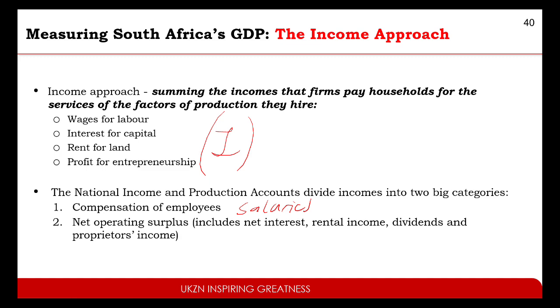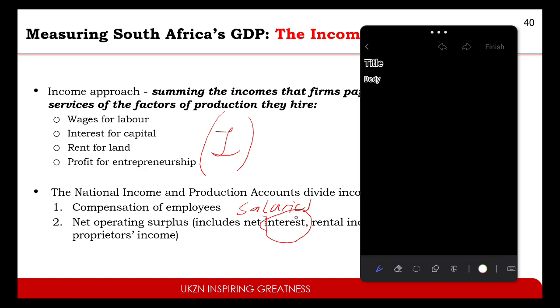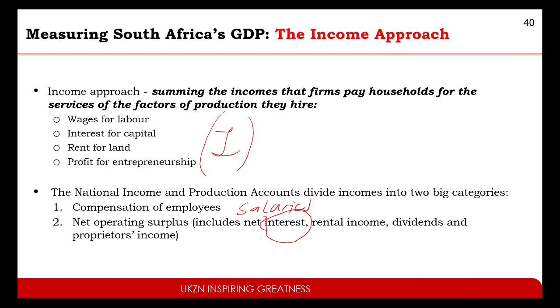Because a person will either get a loan or invest in a fixed deposit, interest might be an income or might be an expense. That is why you say net interest. Yeah. Then rental income is income, dividends is an income, and proprietors' income is income. That's entrepreneurship. So when a person owns a business, self-employment, right?